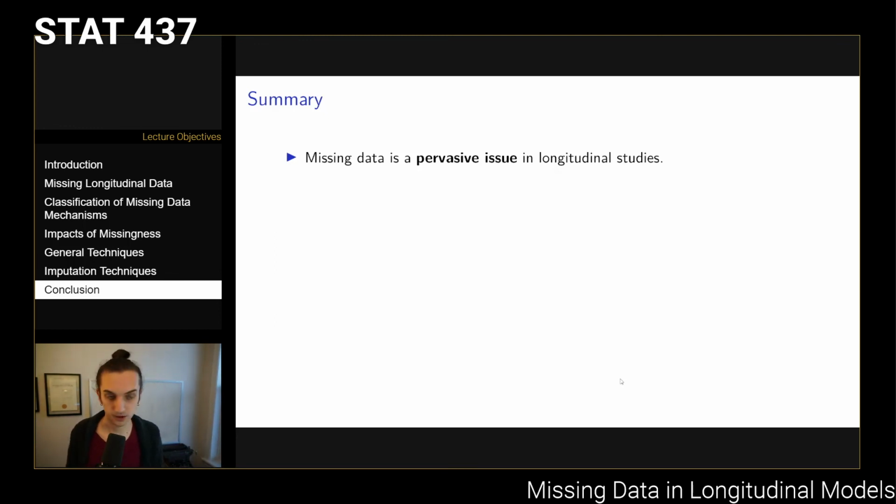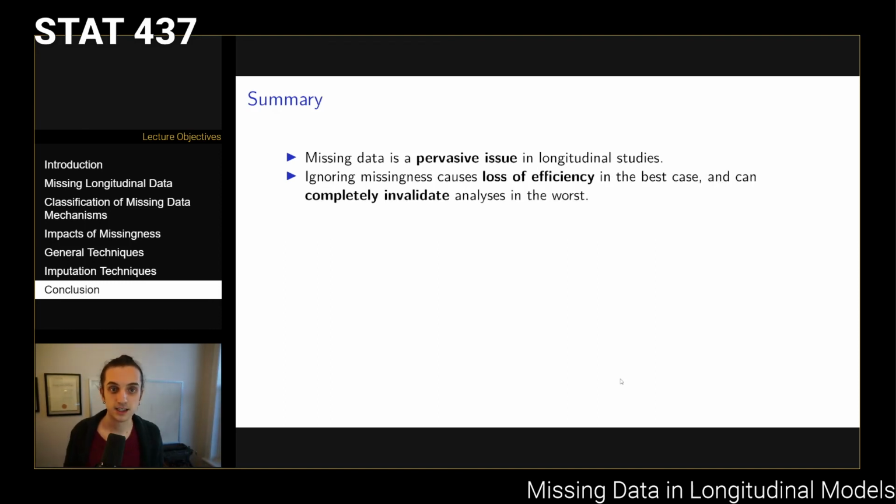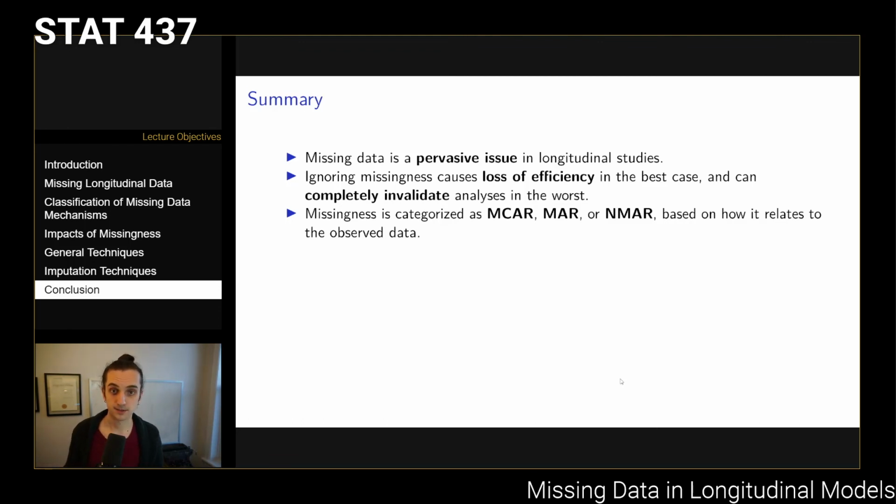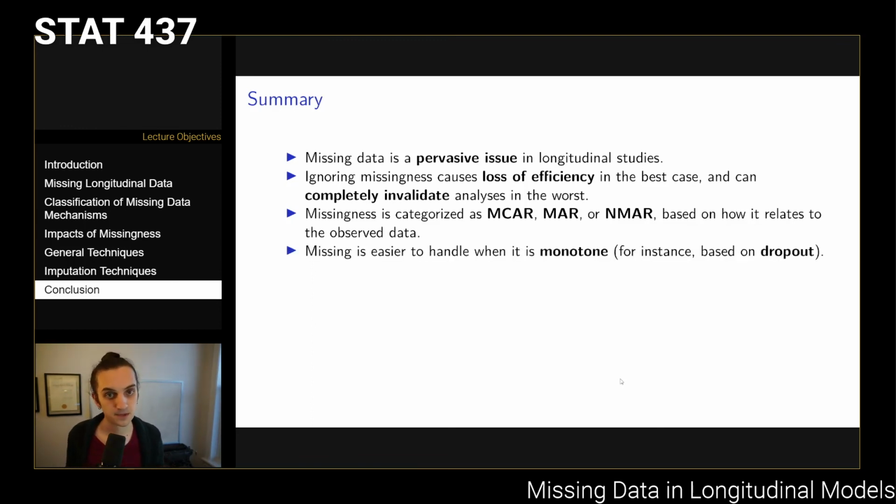So missing data is a pervasive issue in longitudinal studies, and ignoring missingness at best causes a loss of efficiency, and at worst completely invalidates your analysis. So it's something you definitely should be concerned with. We can categorize them as missing completely at random, where the missingness does not depend on the outcomes, missing at random, where it depends on only the observed information, or not missing at random, where it depends on both the observed and the unobserved missingness.